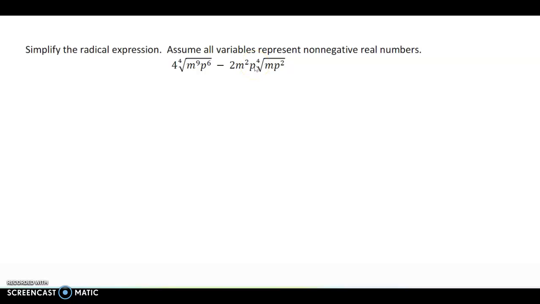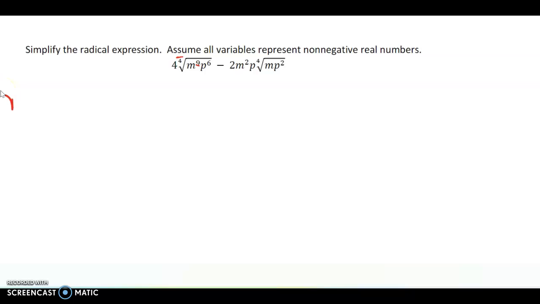Simplify the radical expression. Assume all variables represent non-negative real numbers. So for this one, the first thing we want to do is simplify anything we can inside the radicals. On this first one, I can see I have m to the 9th, and it's a 4th root. If you remember how we do this, we do 9 divided by 4.